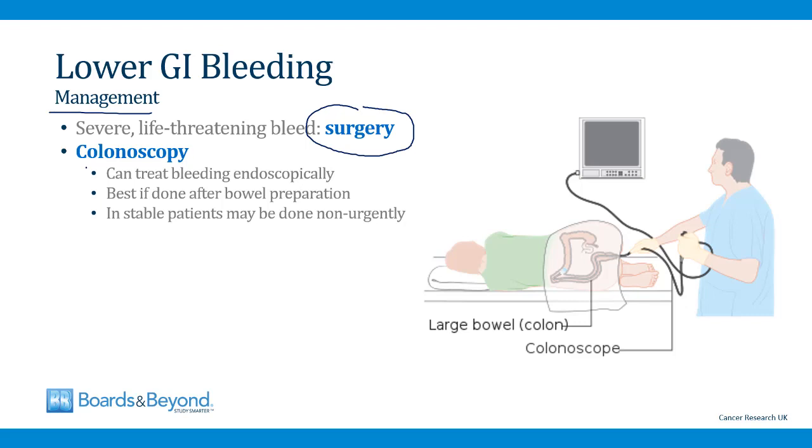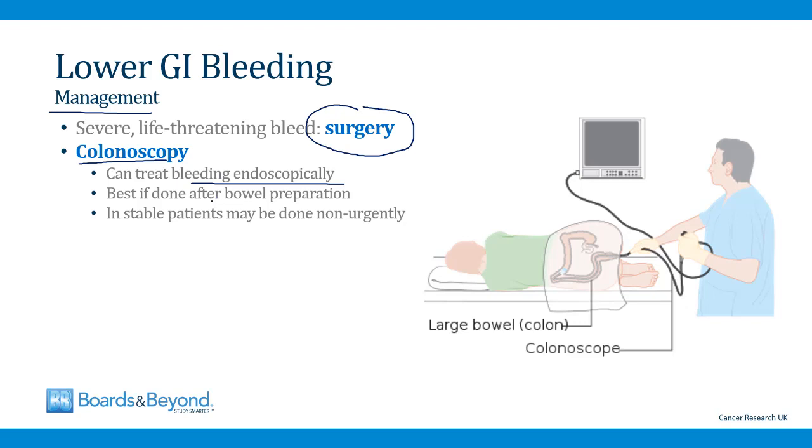At the other end of the spectrum, many patients with lower GI bleeds are stabilized with fluids or blood transfusions. The bleeding either stops or becomes very slow. For those patients, they are usually referred for a colonoscopy. Colonoscopy can identify sources of bleeding in the colon, like angiodysplasia or colon cancer. It can also treat many sources of bleeding endoscopically.